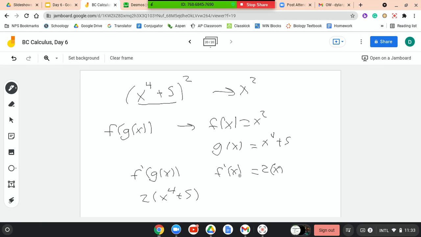In the first example, x is our input, but in this example, g of x is our input. So instead of doing 2 times x, we have to do 2 times g of x because x is no longer our input here, g of x is. Cool? Yep. And then we have to multiply that by g prime of x, the derivative of this function. So this requires the power rule and the sum rule. The sum rule tells us that the derivative of this is going to be the derivative of this plus the derivative of this.